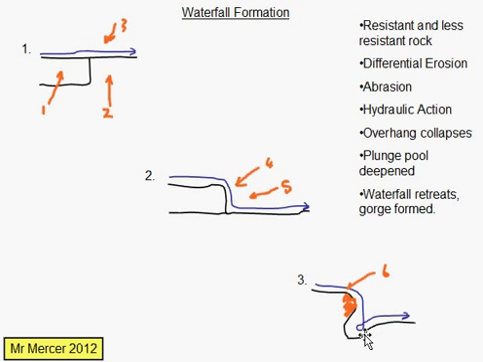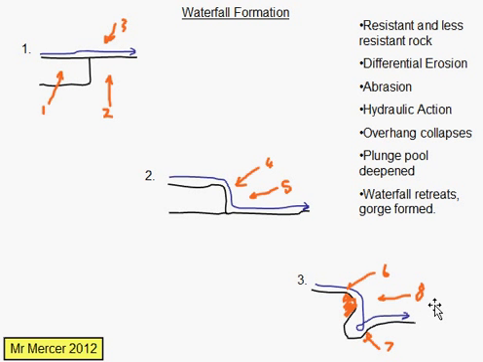Okay, number 7 down here, the particles of hard rock that collapse into the plunge pool swirl around and erode and deepen the plunge pool. Finally, at label 8, you can point out that through this process the waterfall gradually retreats backwards upstream and leaves a gorge behind.